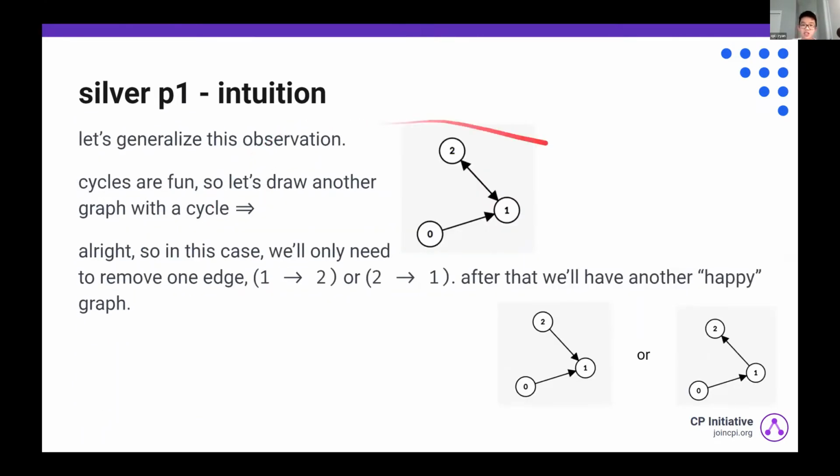Okay, so let's try to generalize this cycle thingy. If we draw another graph with a cycle, you'll note that if we start at 0, then we can't get the edge from 2 to 1. And if we start at 2, then we can't get the edge from 1 to 2. So we need to remove one edge between 1 and 2 to get another happy graph. So you can either have something like this or like this.